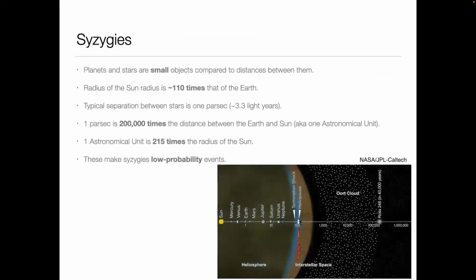Okay, so now we will focus on syzygies. I'd like to make the case that syzygies are unlikely events. Unlikely does not mean that they don't happen. We will come to that. But planets and stars are small objects. First, let's establish this fact.